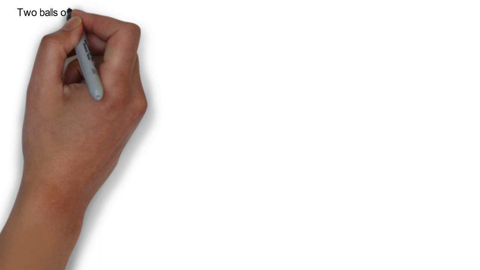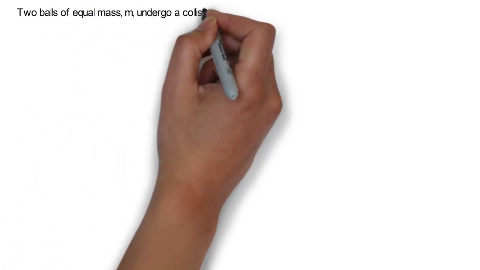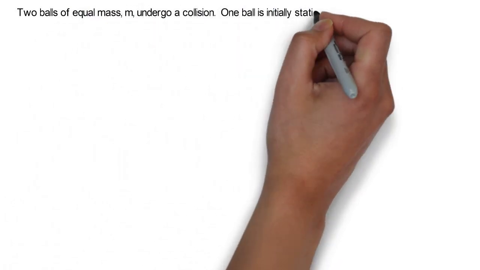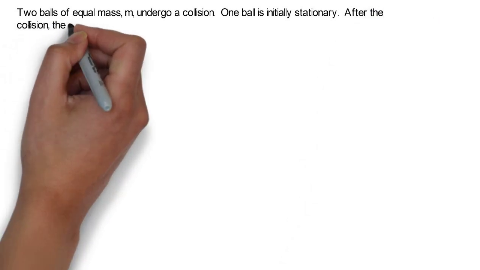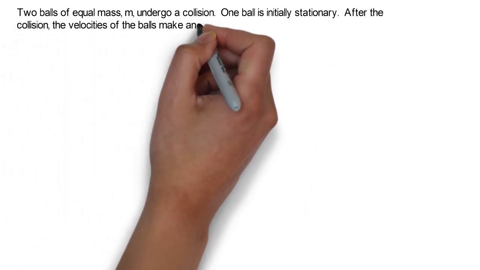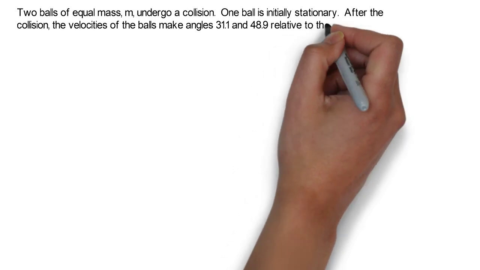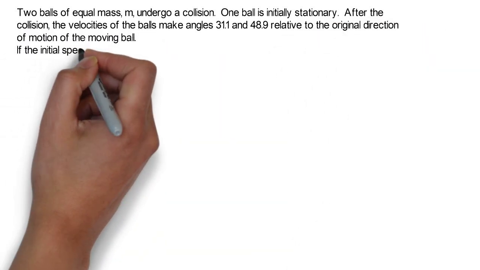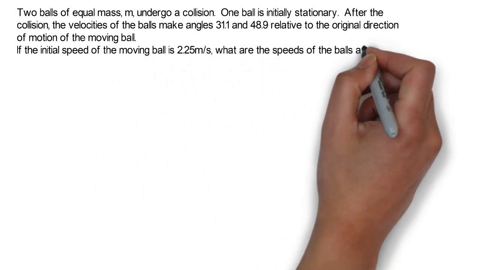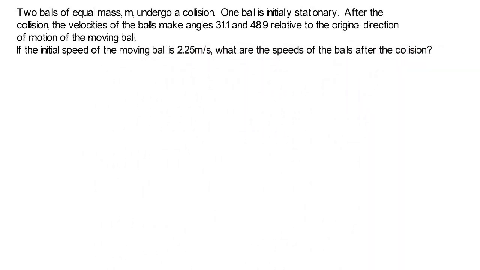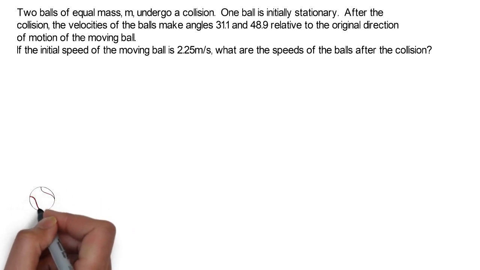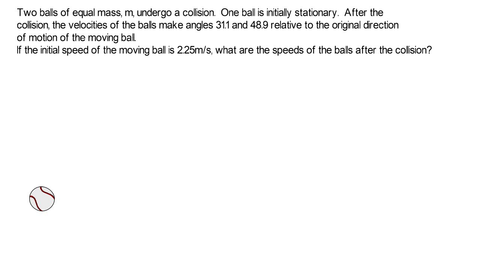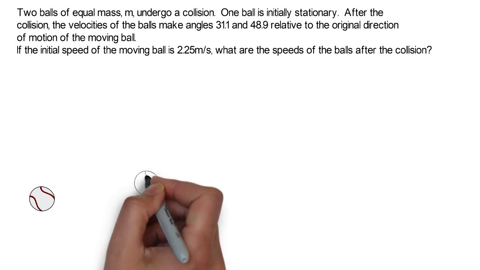Question: two balls of equal mass m undergo a collision. One ball is initially stationary. After the collision, the velocities of the balls make angles of 31.1 degrees and 48.9 degrees relative to the original direction of motion of the moving ball. If the initial speed of the moving ball is 2.25 meters per second, what are the speeds of the balls after the collision? So in a question like this, what you want to do first is draw the situation.